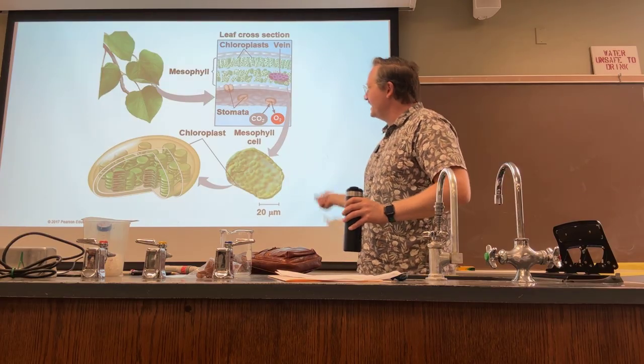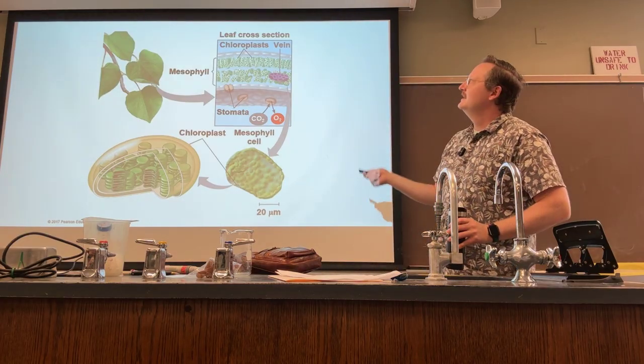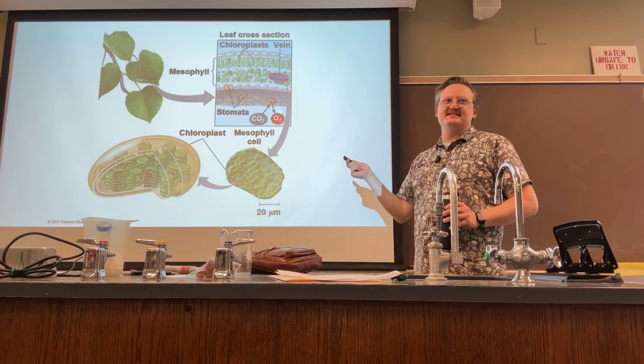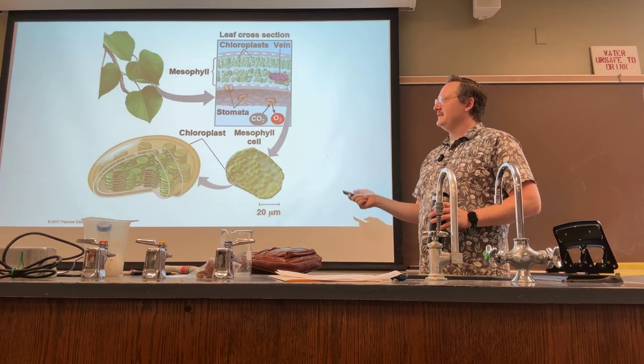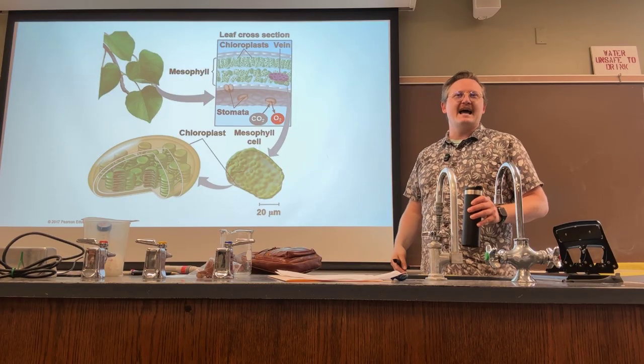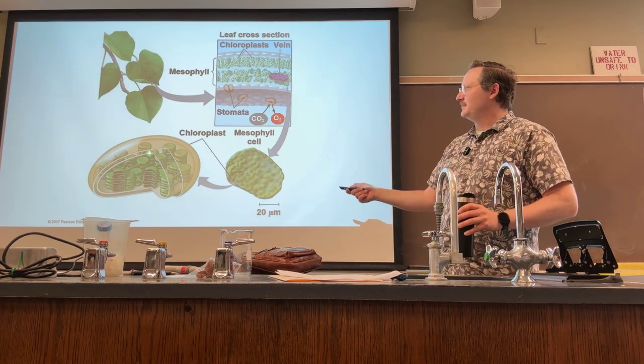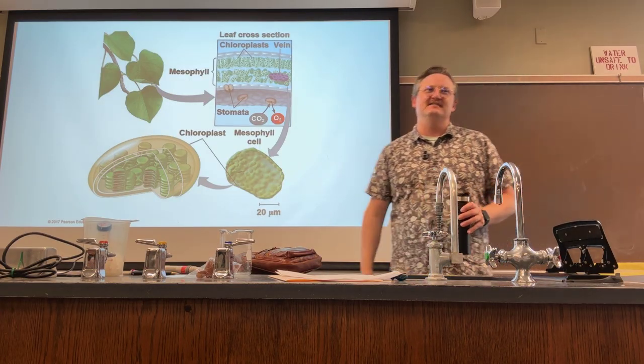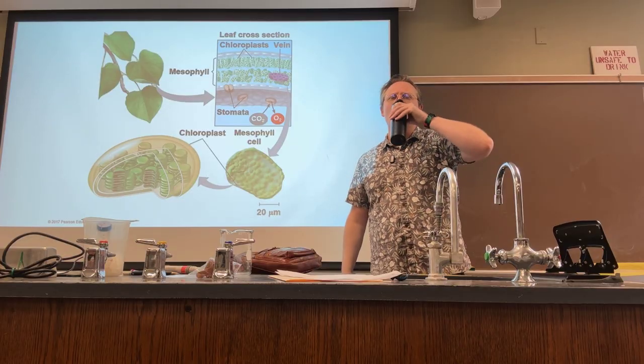Cool. Here's a cell. It's called a mesophyll cell. There are palisade and spongy mesophyll cells. They're in the leaf. The mesophyll is the middle part of the leaf. You don't have to know leaf anatomy for this course. Chloroplasts are concentrated in mesophyll cells in leaves.